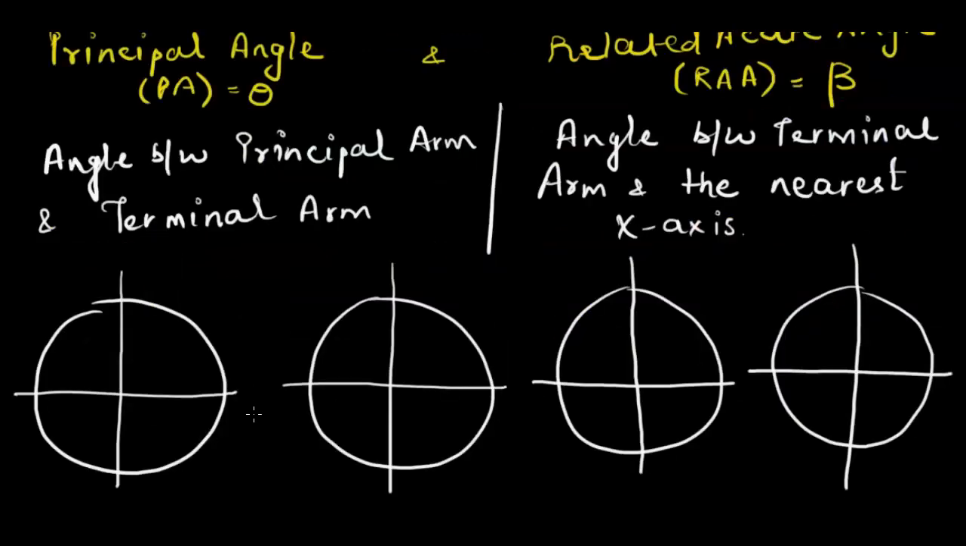Let's understand this concept using the following circles. Let's say in the first circle we are talking about the first quadrant angles. We know this is our principal arm and these are the axes: positive x-axis, positive y-axis, negative x-axis and negative y-axis, and this is our terminal arm. Let's say we're talking about an angle of 30 degrees. So we know the principal angle is the angle between the principal arm and the terminal arm. In this case, the principal angle is 30.